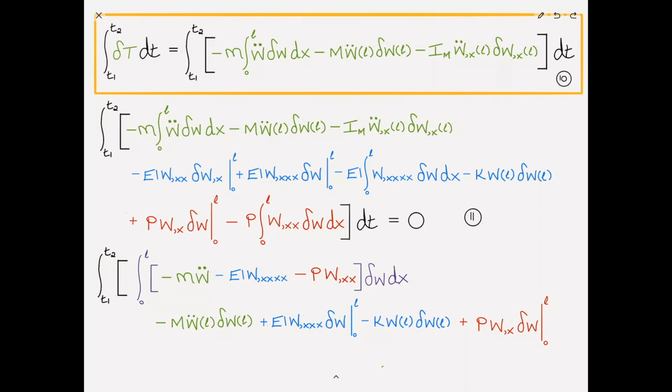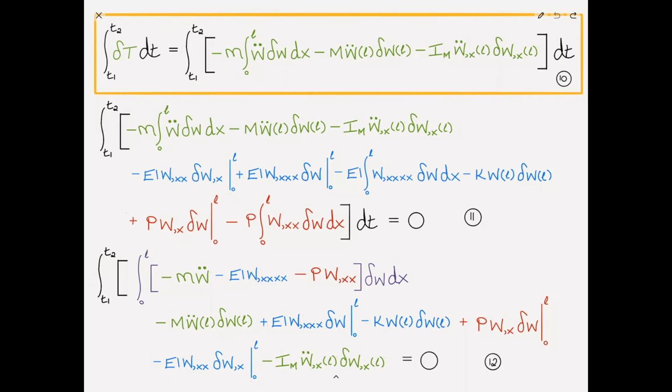What I've tried to do is keep together the boundary terms that all involve multiplying by del w. And then lastly, the boundary terms that involve del w comma x. So minus EI w comma xx del w comma x at 0 and L, minus I sub m w comma x double dot at L del w comma x at L. And of course all of that is equal to 0 still. We'll call this equation 12.